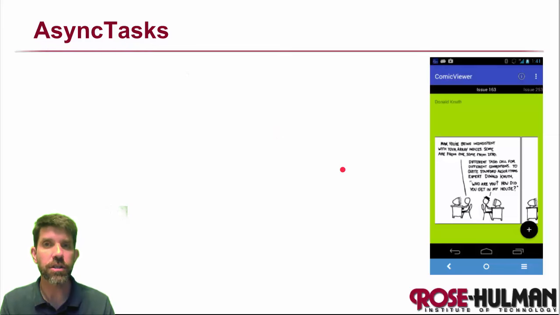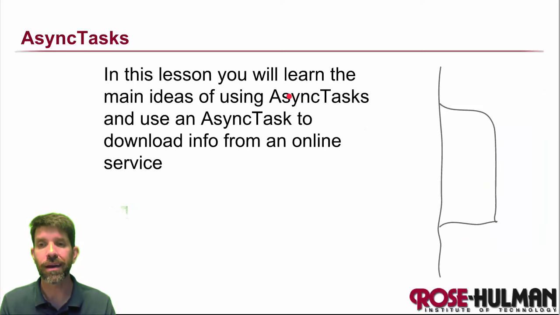If you're watching this, you're probably a Rose-Hulman student who's working on the Comic Viewer lab, so you know a little bit about the context: we're going to be loading up comics from a network server, and we don't want to hang our UI thread. So in this lesson in particular, we're going to learn about what an async task is and how we can use it to download information from the network.